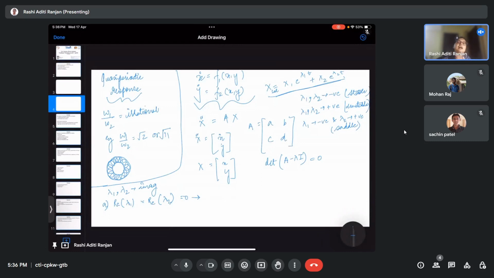For any initial condition, if I give my system an initial condition, it is going to just keep rotating with the same amplitude. Okay, periodic.